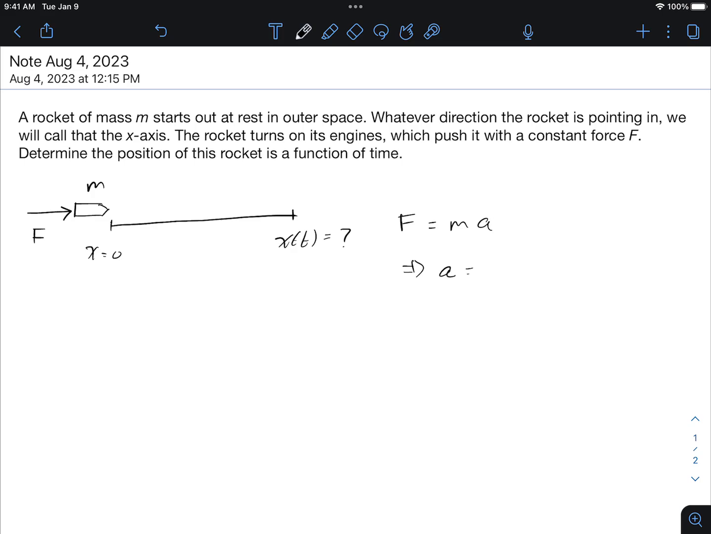So the acceleration of the rocket is F divided by m. So we are told F, we are told m, so now we know the acceleration of the rocket. And so since the rocket has a constant acceleration, we know that its motion is going to be described by the kinematic equations. So I'm just going to go ahead and write down the kinematic equations. This is me writing the kinematic equations from memory.